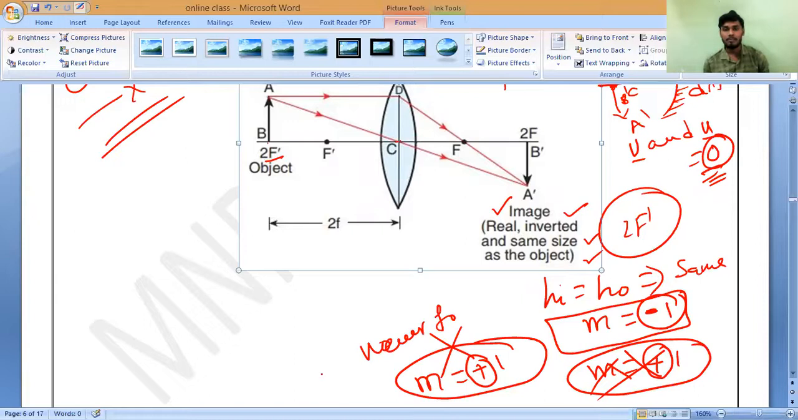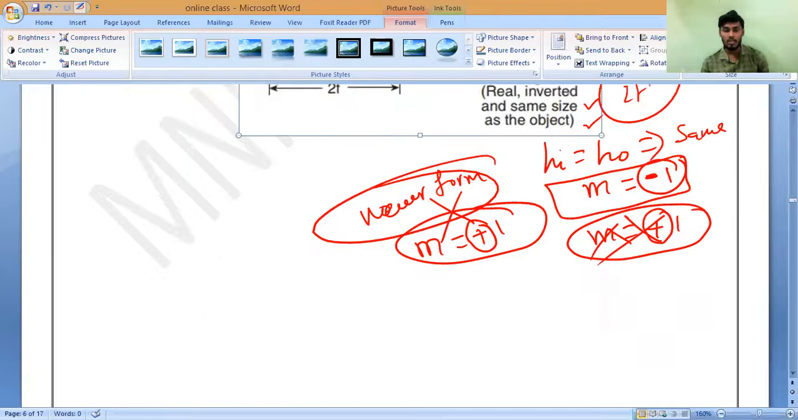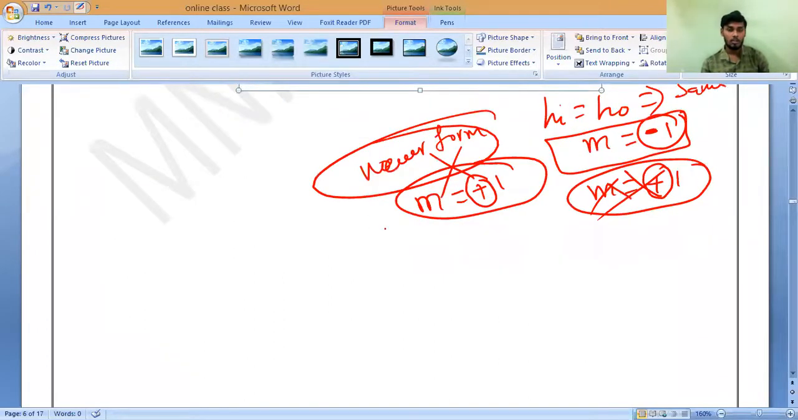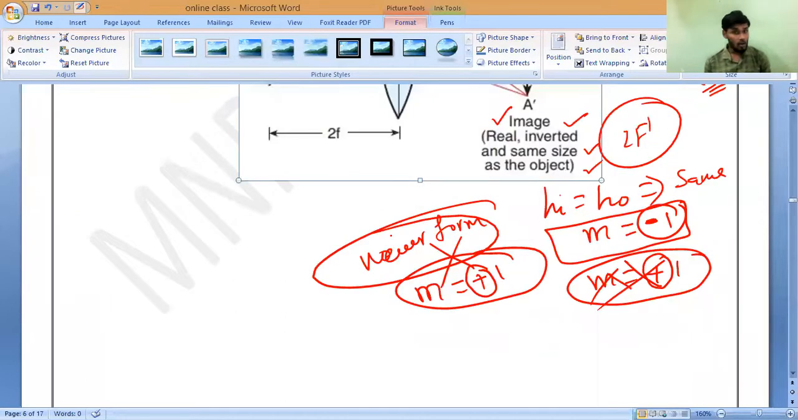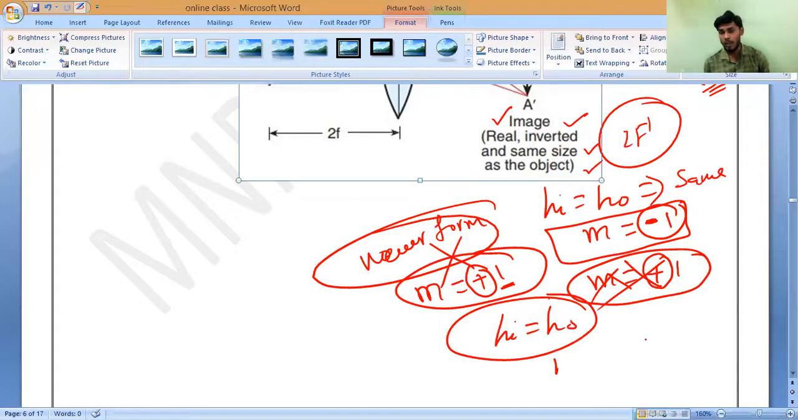Do you understand? That is what you should remember. If it is forming, it is only a real image. The magnification will always be negative for only one value, whenever height of the image equals height of the object. In this case alone, m is always minus 1. Lens or mirror doesn't matter. But there is no plus 1. Only minus 1 will fall.